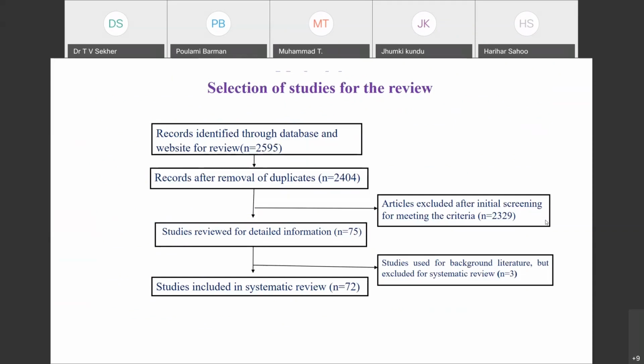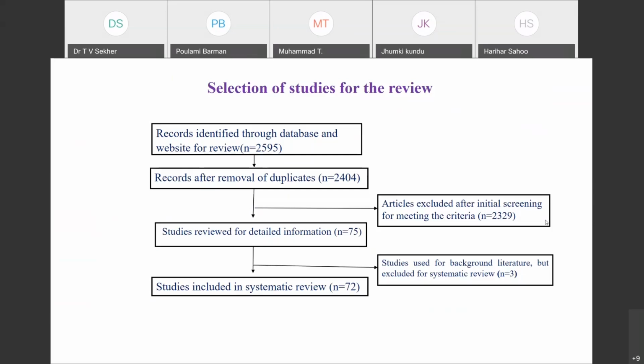So here in this figure is the selection of studies for the systematic review of health studies, healthcare utilization, and health expenditure for the elderly in India. Initially, 2,595 articles were identified through database and website screening. After removal of duplicates and conference proceedings, the search strategy yielded 2,404 potentially relevant studies, and out of these, 2,329 studies were excluded after primary screening for meeting the inclusion criteria. Finally, 75 studies were retrieved and read for more detailed information, and 72 studies were included for final analysis and systematic review.